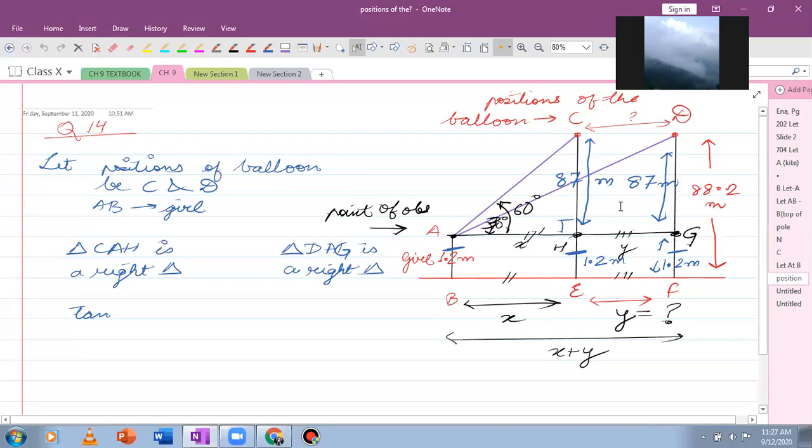Remember, the perpendicular for both the triangles would not be 88.2. 88.2 is the total height of the balloon from the ground. But if we check the distance from the ground, the height of the girl would be taken away, like this portion.